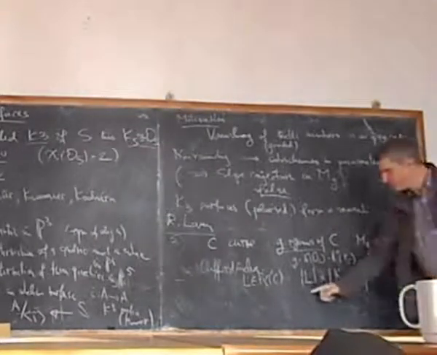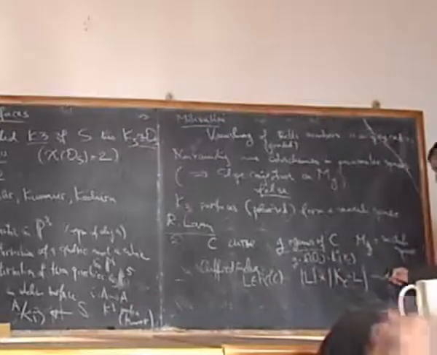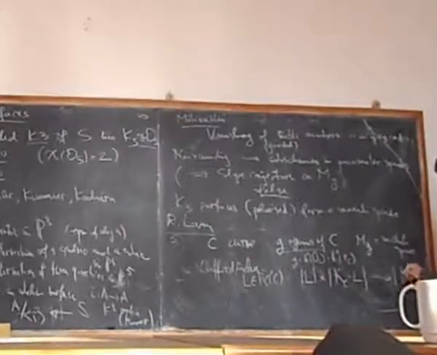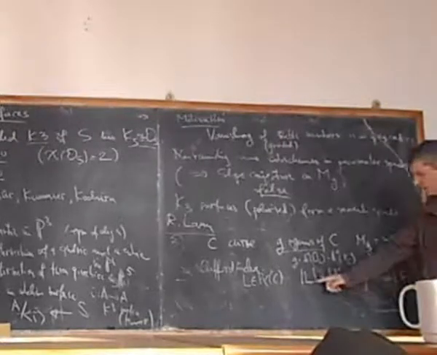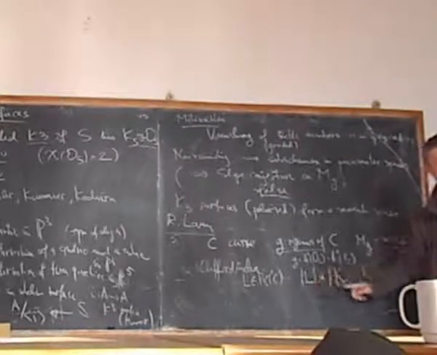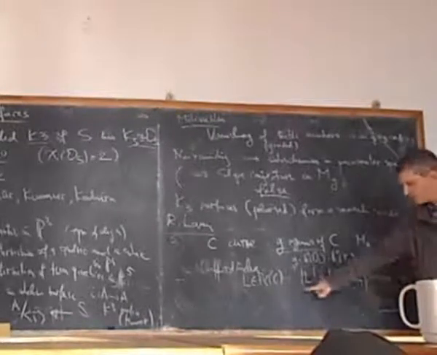So here we have a bunch of points in this linear system. Here we have another bunch of points. We can add them up and get some points in the linear system of the canonical bundle. What is the target space here as well? It's just the Cartesian product of my projective bundles. So this is a projective space.